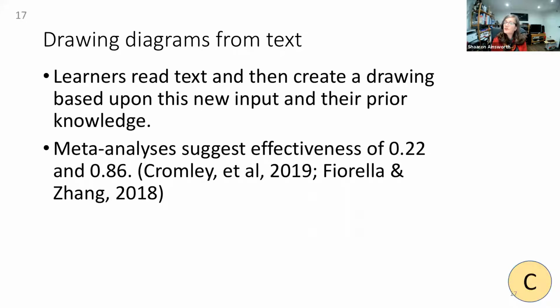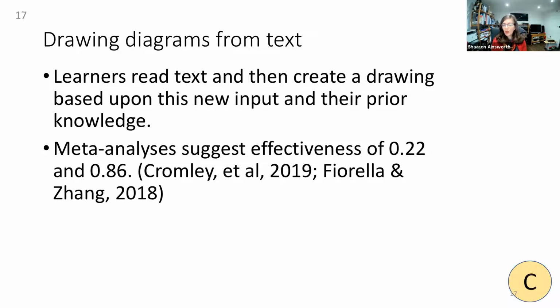The most common thing that psychologists have studied is when you ask people to read text and create a drawing from it. It could be any kind of visual spatial representation. Often people will create relatively abstract depictions here. Certainly graphs and tables are quite often seen when you ask people to draw from text.